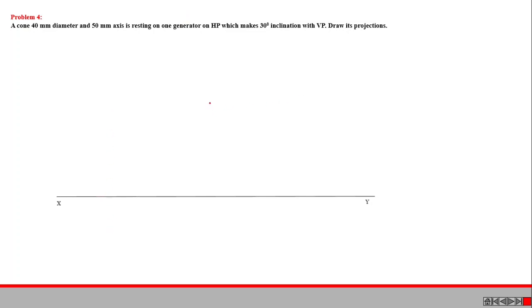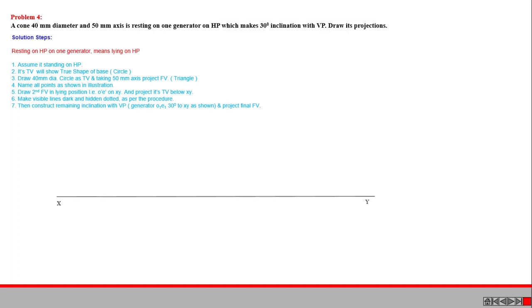In this problem, in the base figure, the solid must be in such a way that its axis must be perpendicular to HP, or the entire base of the cone must be on HP. That means this is the step-by-step solution. Then we can draw a circle in top view.